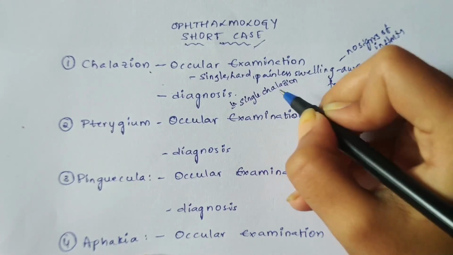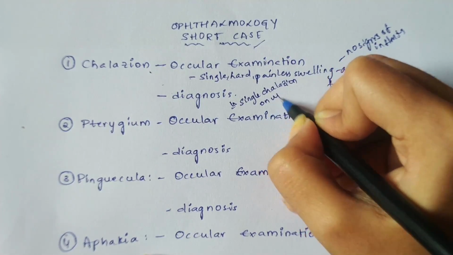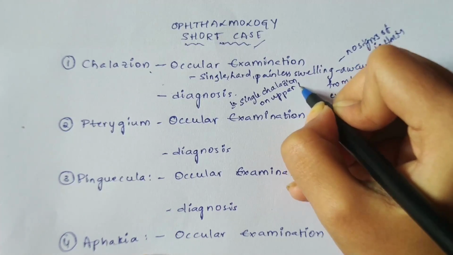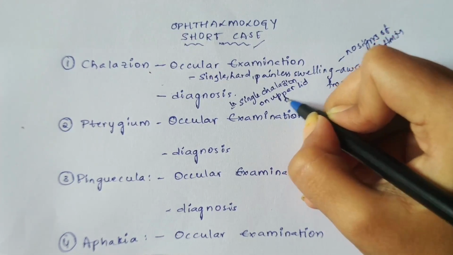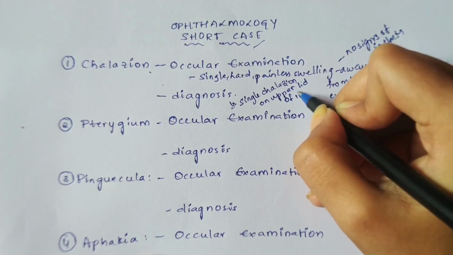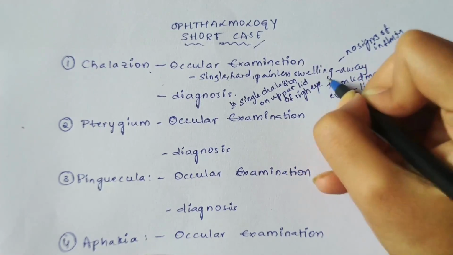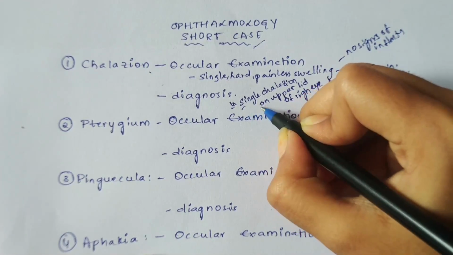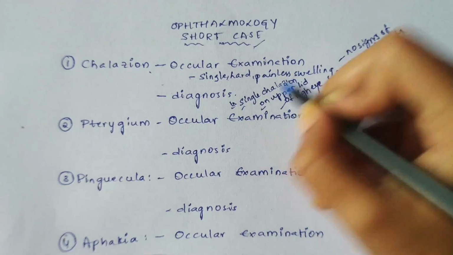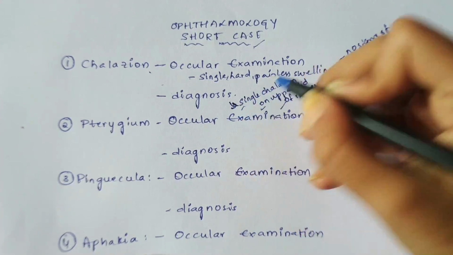If you see it on the upper lid, you will write upper lid. If you see it on the right eye, you will write right eye. Single chalazion on the upper lid of the right eye. This is the diagnosis of chalazion.